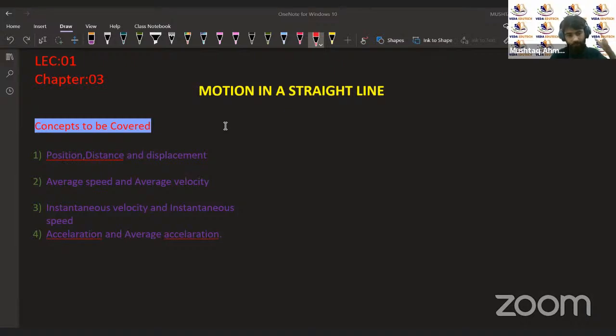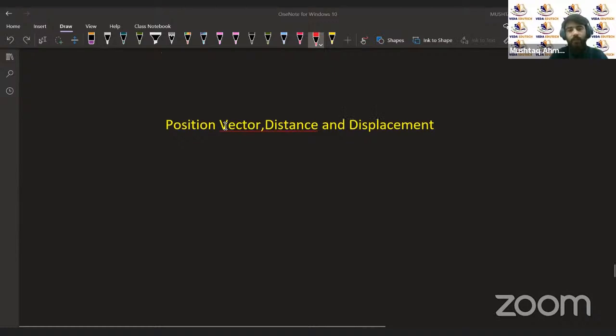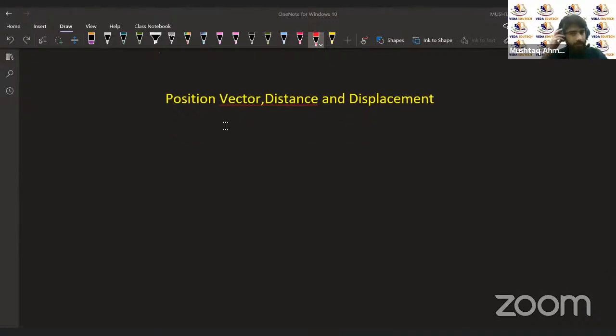And in this chapter, we'll be discussing some of the concepts related to position, distance, and displacement, and then we'll discuss speed, particularly average speed and average velocity, and then we'll move on to instantaneous velocity and instantaneous speed, and then we'll discuss acceleration and average acceleration as well. So let's start with the position vector, distance, and displacement.